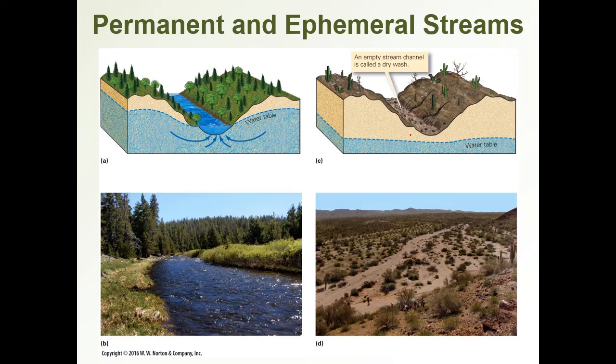The other type of stream is called an ephemeral stream. So an ephemeral stream is disconnected from the water table. So the only water that it has access to is either runoff or if the water table level changes. So these are often called dry washes. They tend to be in more arid environments, and they can be a desert feature as well.